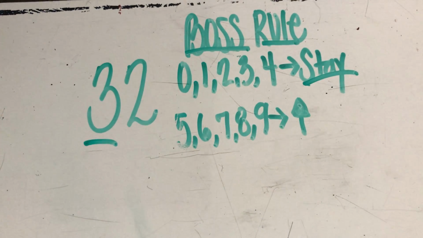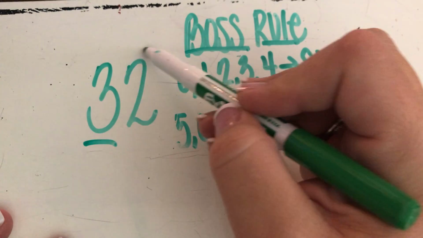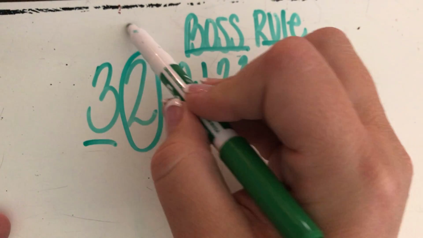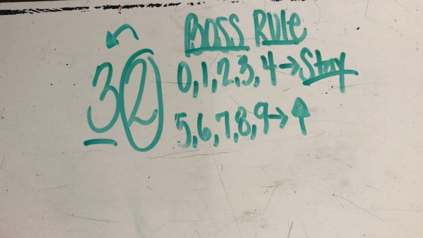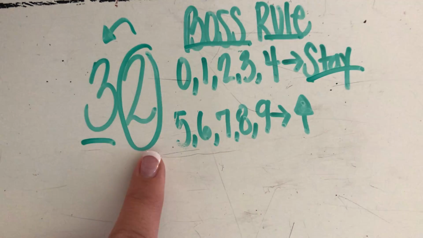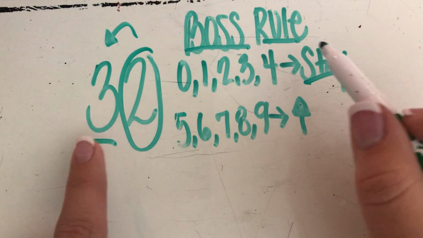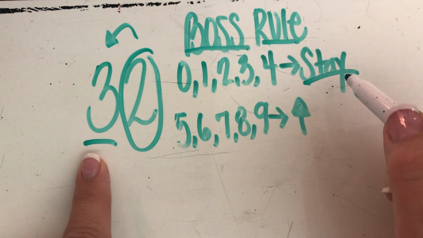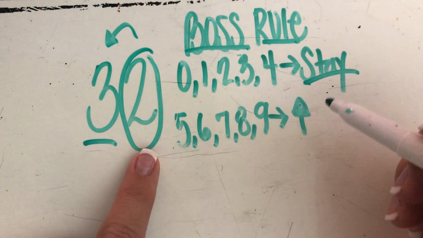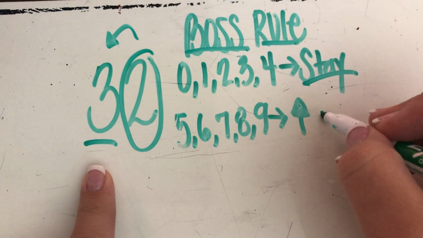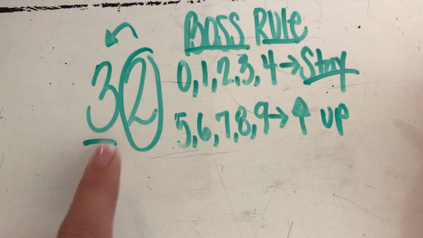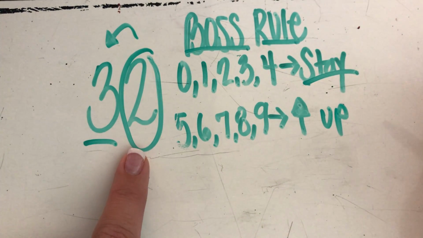Which one is the boss? The 2. You're going to circle it because that boss is going to tell that rounding digit what to do. According to your boss's rule, if that boss that is circled is 0, 1, 2, 3, 4, it's going to tell that rounding digit to stay the same. But if that boss is 5, 6, 7, 8, or 9, it's going to tell that rounding digit to go up.